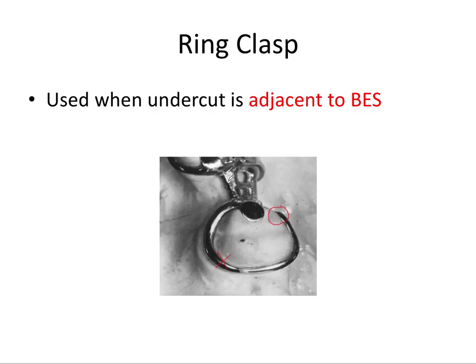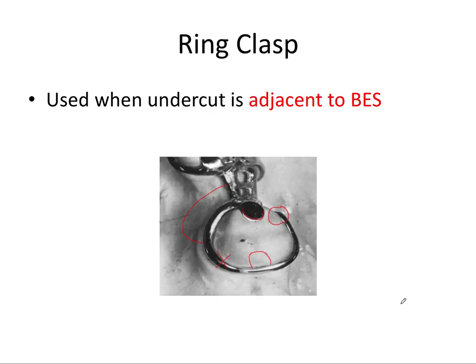So the ring clasp wraps around the entire tooth. Sometimes there's just the one rest here. Sometimes there's even a second rest here. And other times yet, there's an auxiliary arm that comes out from the meshwork to support this ring clasp. So it's a very interesting design, probably most commonly used for molars where you can't get an adequate undercut.